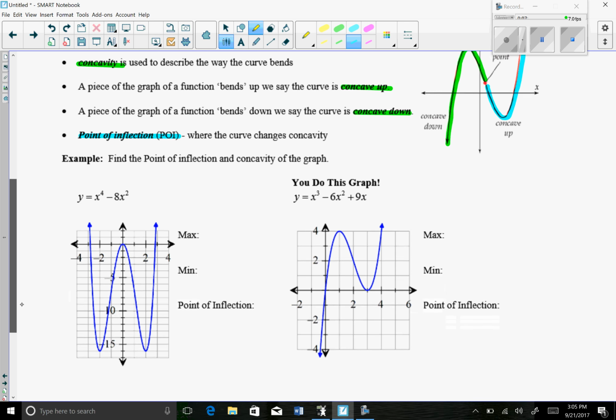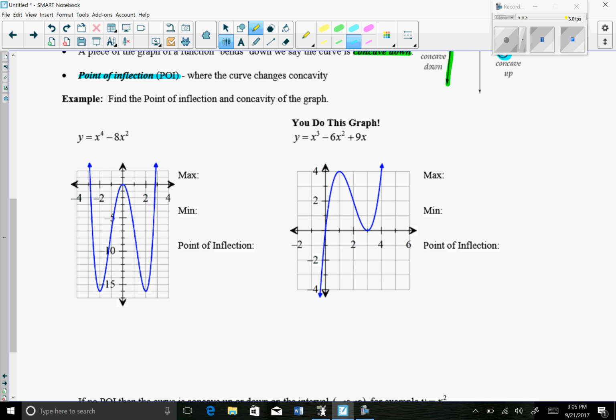So for this next one, we're going to do this one together. So we have this function, y equals x to the fourth minus 8x squared. So the first thing you want to do when you're writing these is, in order to find the point of inflection where your concavity is changing, you need to be able to figure out, well, where is the maximum and the minimum point on my graph? So looking here, we can see we have a minimum here, a minimum here, and a maximum up here. So I'm going to go ahead and write those coordinates down. So our maximum's at 0, 0. It looks like our minimum's at -2, -16, and 2, -16.